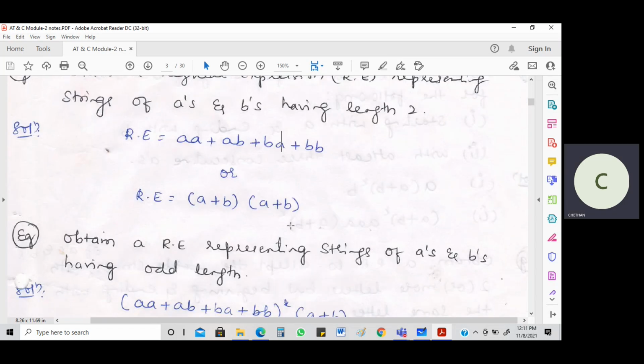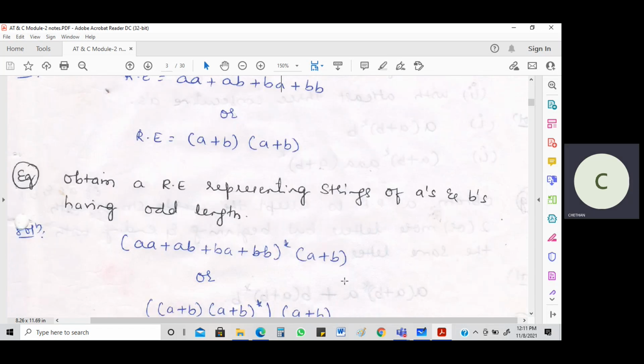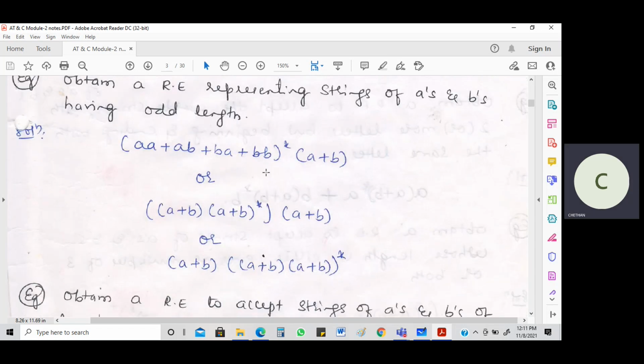Then the next one: obtain the regular expression representing the strings of a's and b's having odd length. For odd length, you can take an even length and add one more, so it will become odd. 2 plus 1 is odd, 4 plus 1 is odd. So even plus 1 becomes odd. That is what has been written here also: a plus b, whole square, the whole combination, plus you add a and b. That will basically become what is known as an odd length, taking a's and b's together.